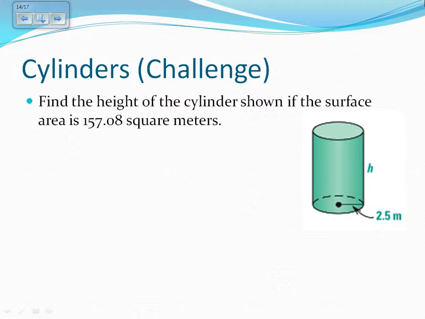Okay. So what we need to do here, draw a little sketch if it helps. Circle, circle. What is this distance right here going to be? H. What is this distance here going to be? 2 pi r. What is r, sorry? So it's going to be 2 pi 2.5. Does that make sense to everybody?